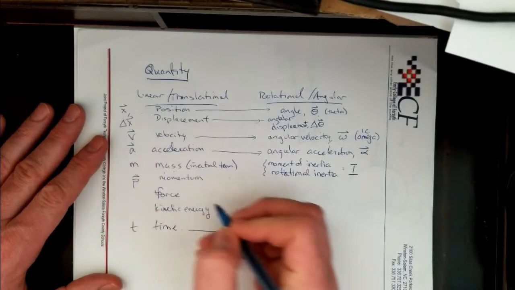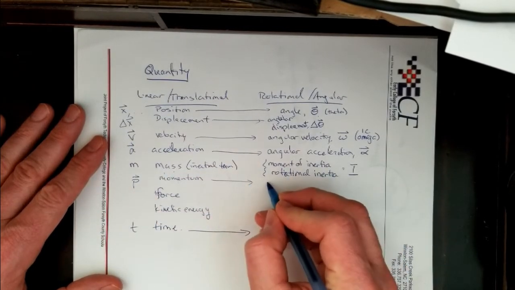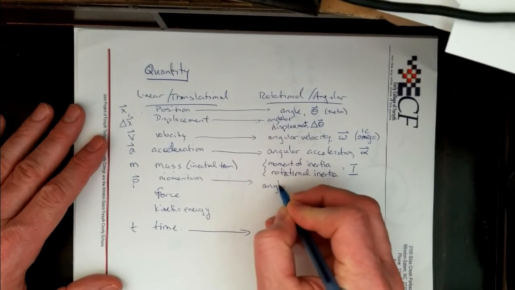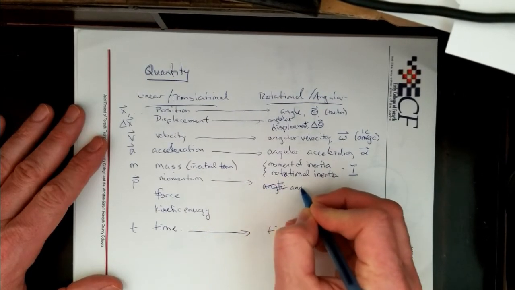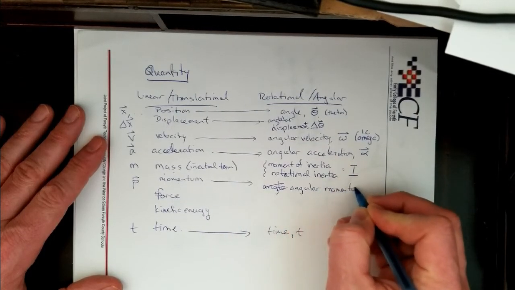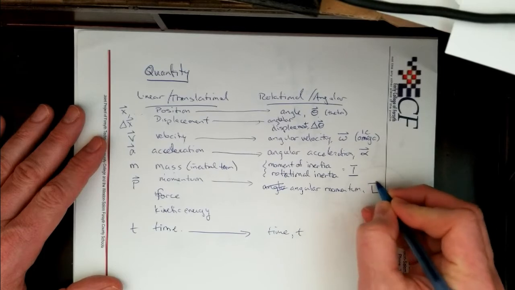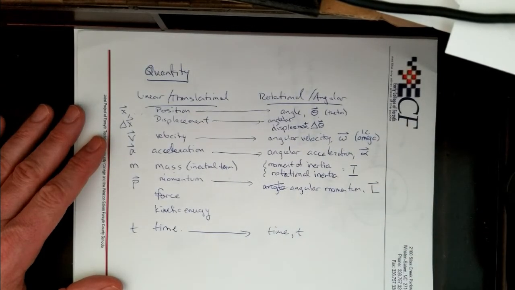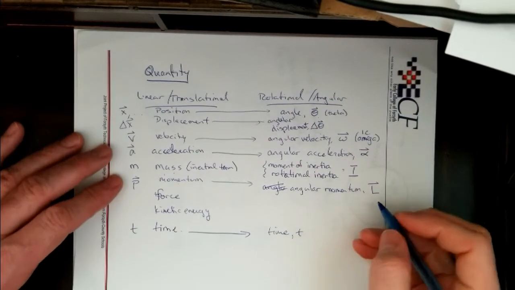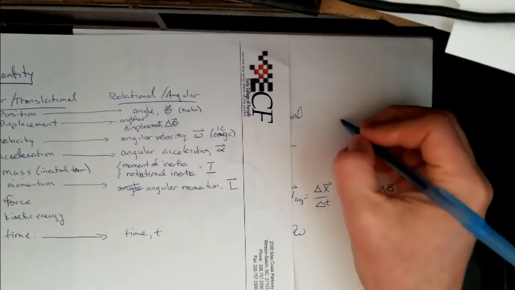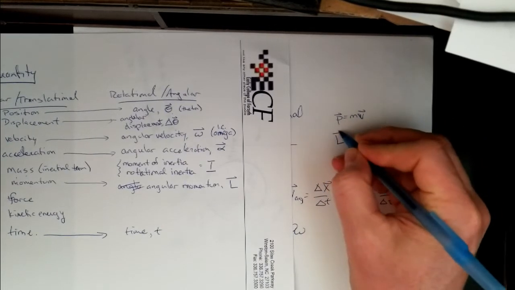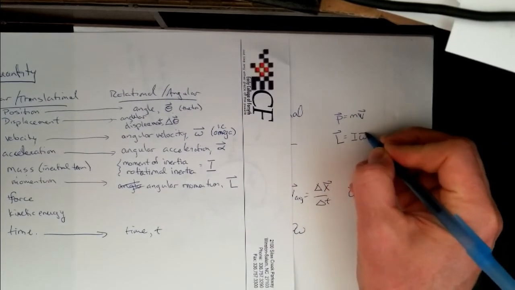Momentum p has an angular equivalent. It's called angular momentum. And the symbol for this is a capital L. You might sometimes see a lowercase l, and that works as well. If we go back to the formula here, I know that p is equal to mv. Angular momentum is equal to I times omega.